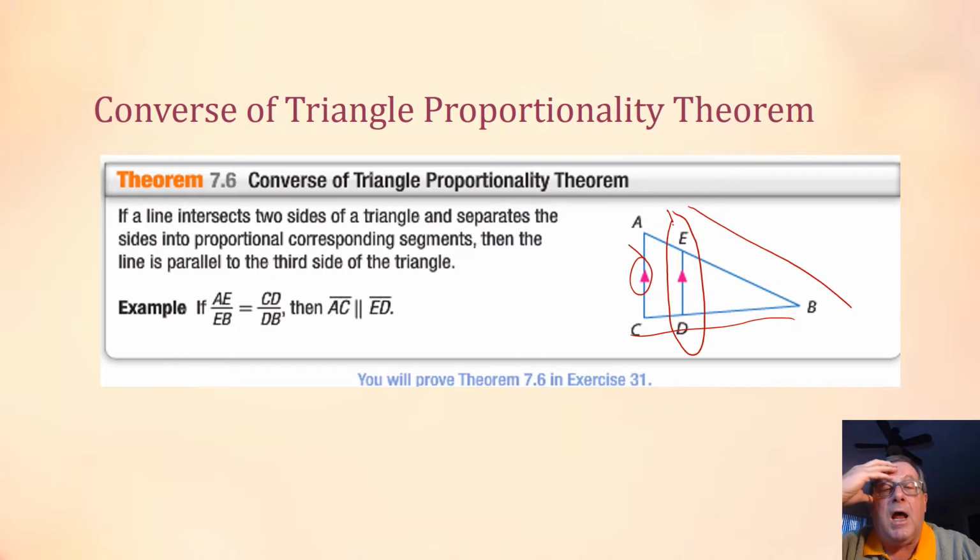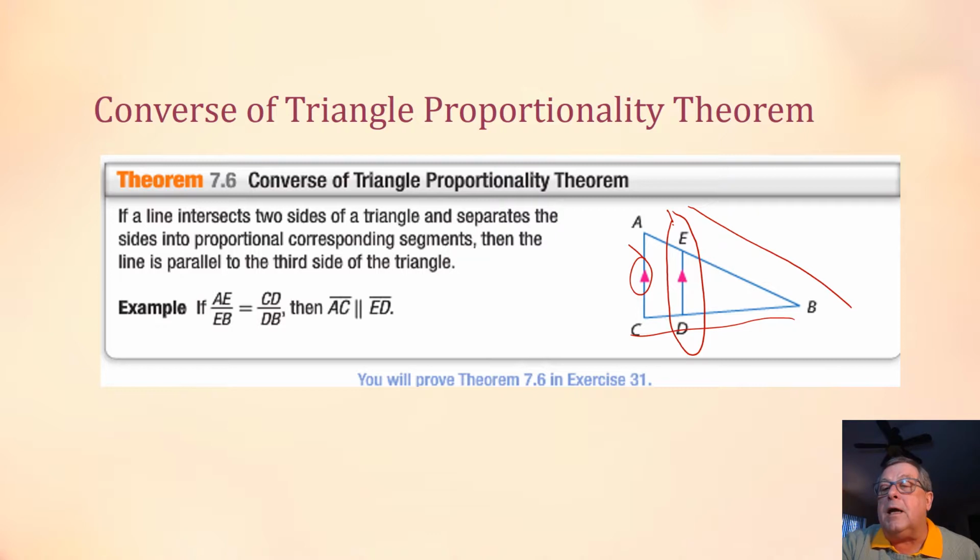So if we've got a line intersecting two sides of a triangle, and if those two sides are proportional, if we can get a common ratio or scale factor between those two sides, then we can prove that in this diagram ED is in fact parallel to AC. Now, if they're not proportional, then they're not parallel. We still have the situation where it intersects two sides of a triangle. It's just not parallel to that third side.